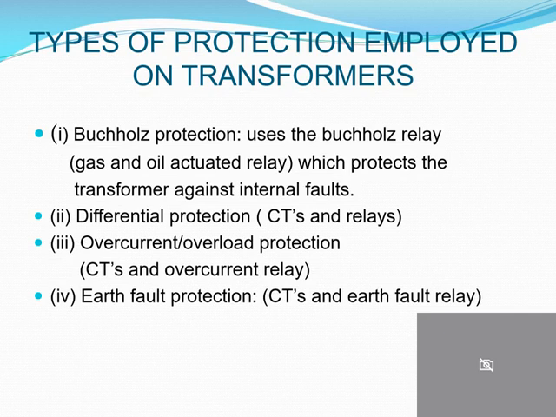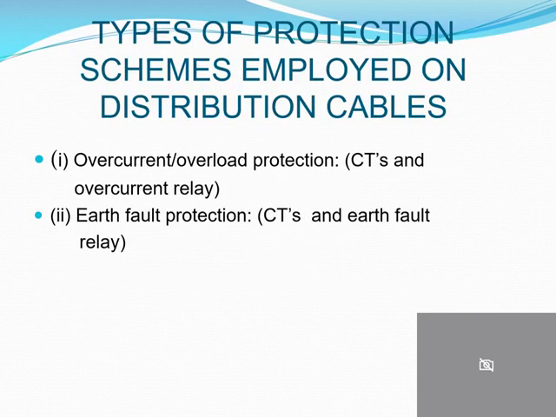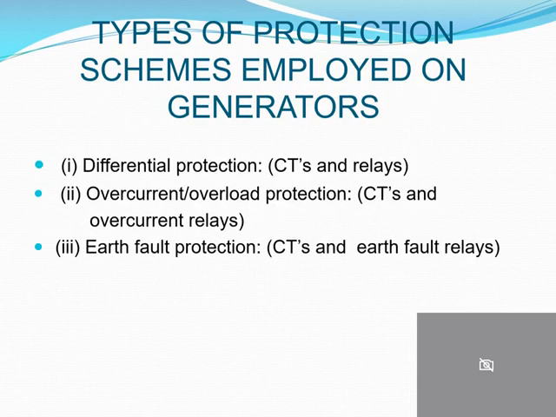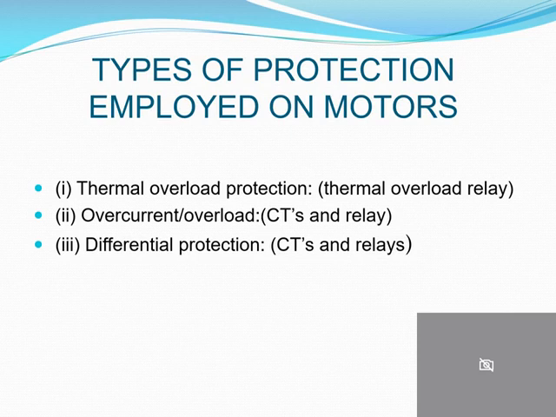Then we have what we call your overcurrent, where there is a system error, or overload protection, where we have gone beyond what our loading should be on the transformer. And then we have also got an earth fault protection on the transformers. And then for our distribution cables, we will have overcurrent or overload protection and earth fault protection. Generators are almost similar to the transformers, with differential protection, overcurrent and overload protection, as well as earth fault protection. And then on motors, we have thermal overload protection, and then our overcurrent and our differential protection.